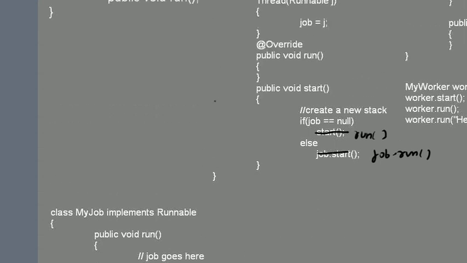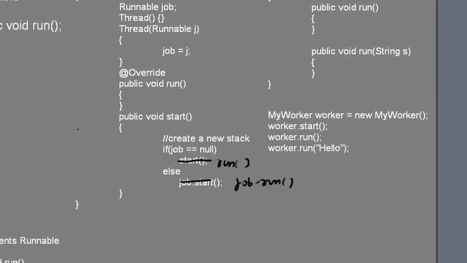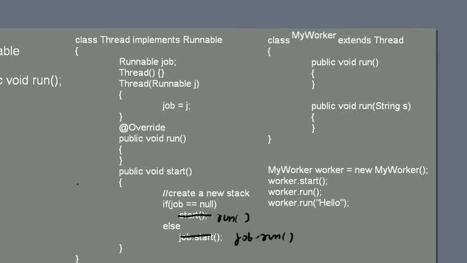Right? So let's see what happens when you call, in this case, worker.start. Now, because MyWorker is extending the Thread class, it inherits all the properties and all the methods and all the data members of the Thread class. Not all of them, but it depends on the access modifier.